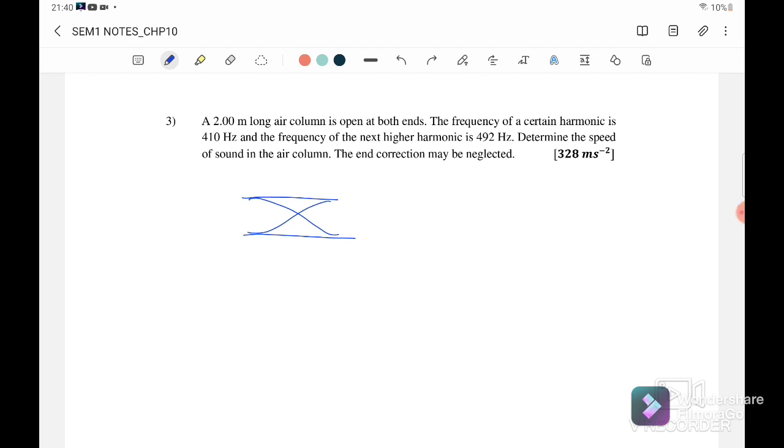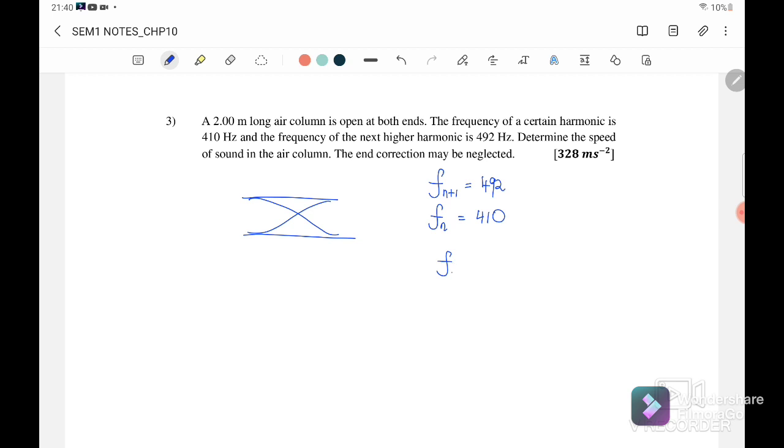Question number 3. A 2-meter long air column is open at both ends. The frequency of a certain harmonic is given as 410 Hz and the frequency of the next higher harmonic is 492 Hz. Determine the speed of the sound in the air column, and we ignore the end corrections. So our f of n plus 1 is equal to 492 and f of n is equal to 410 Hz.